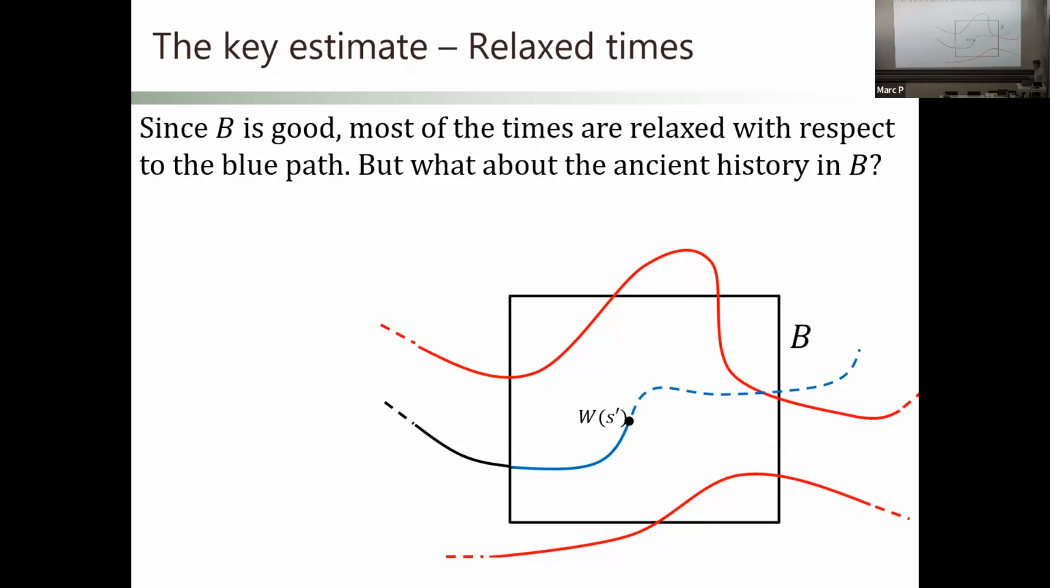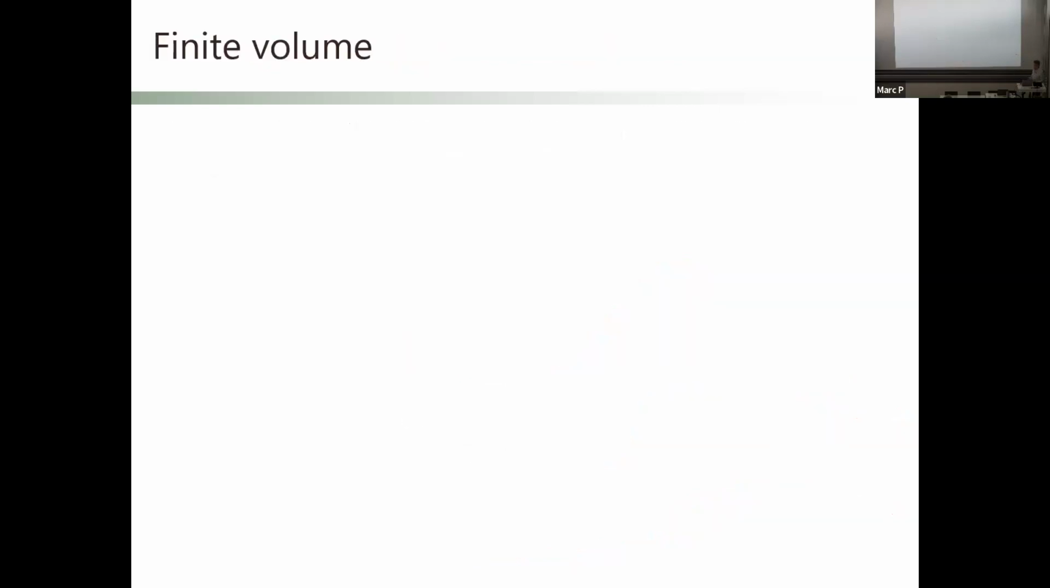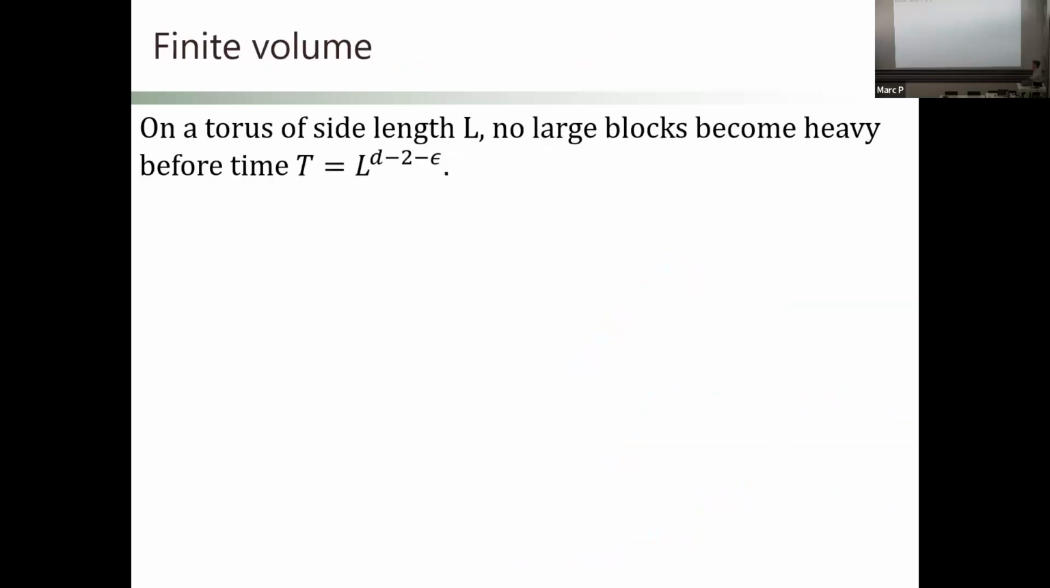Okay, so that's sort of enough to establish the existence of infinite cycles. You can also ask about what's happening in finite-sized boxes. So we'll imagine we have a box of side length L.